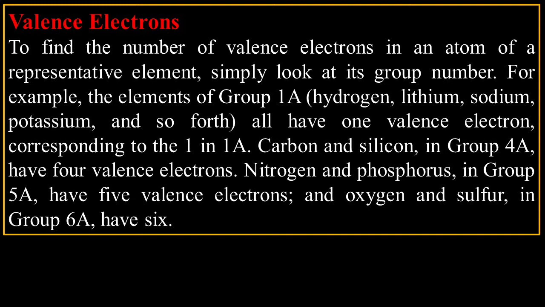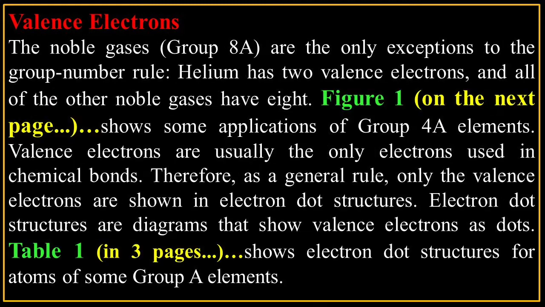Well, all you have to do, really, if you're using the 1 through 18 periodic table, is look at the s and p positions that each element is in, and that will tell you the number of valence electrons. So it's really not necessary to understand what group they're in. The noble gases, 8A or 18, are the only exception to the group number rule. Helium has 2 valence electrons, and all of the other noble gases have 8.